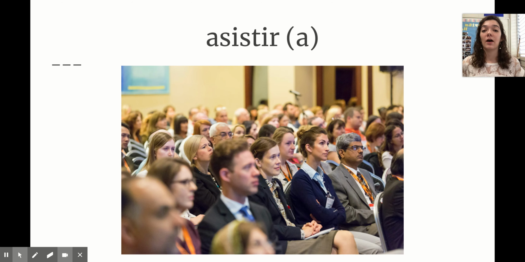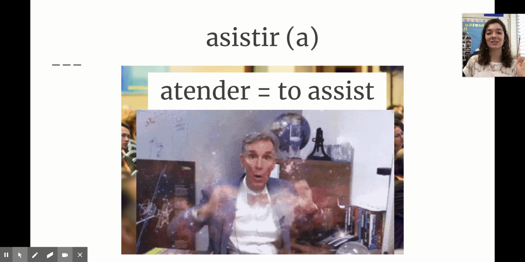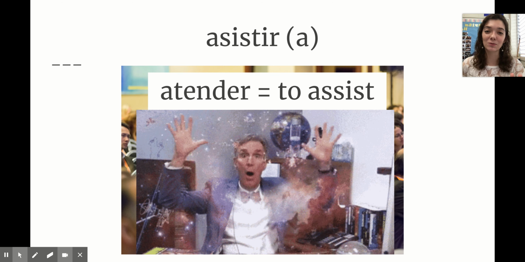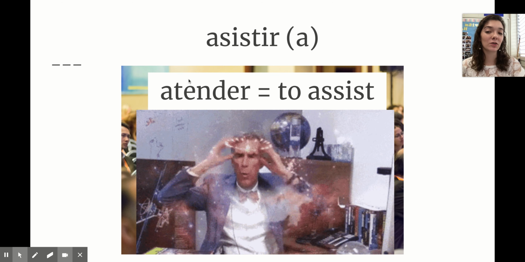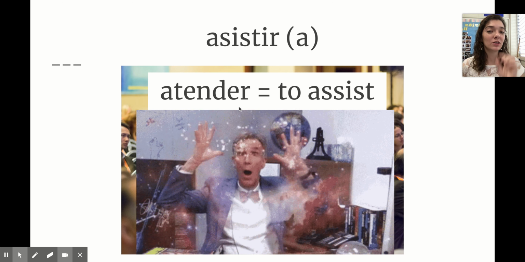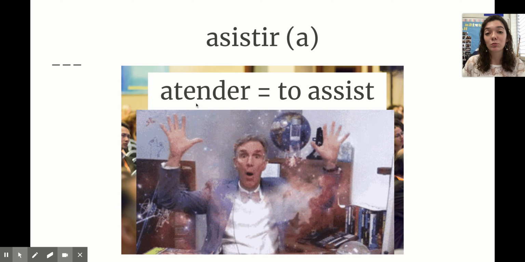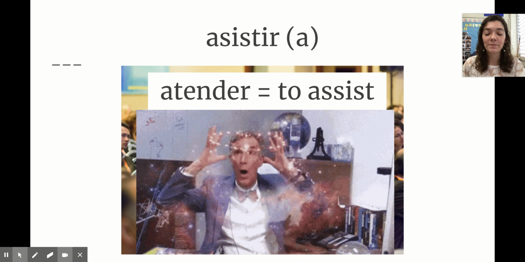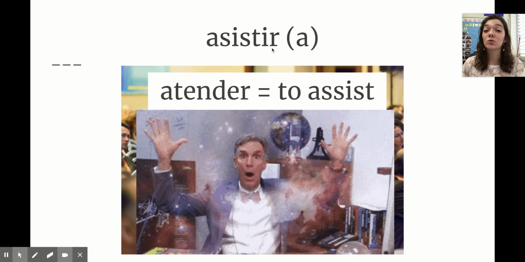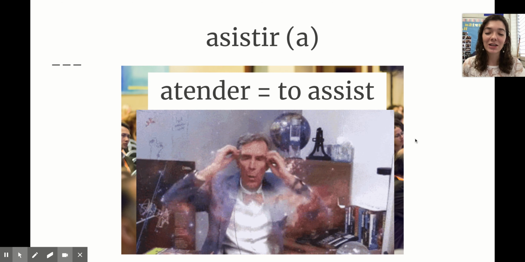Okay, asistir, to attend. Are you ready for your mind to be blown? Ready? Atender, to assist. What? I know, it's weird. You don't necessarily need to know this verb. This is just extra fun information. This verb is conjugated a little bit differently, so don't worry about having to conjugate it. But you know, it might be a bonus point somewhere down the line. I know it's weird. Okay, asistir, to attend. Atender, to assist. Don't we just love Spanish?